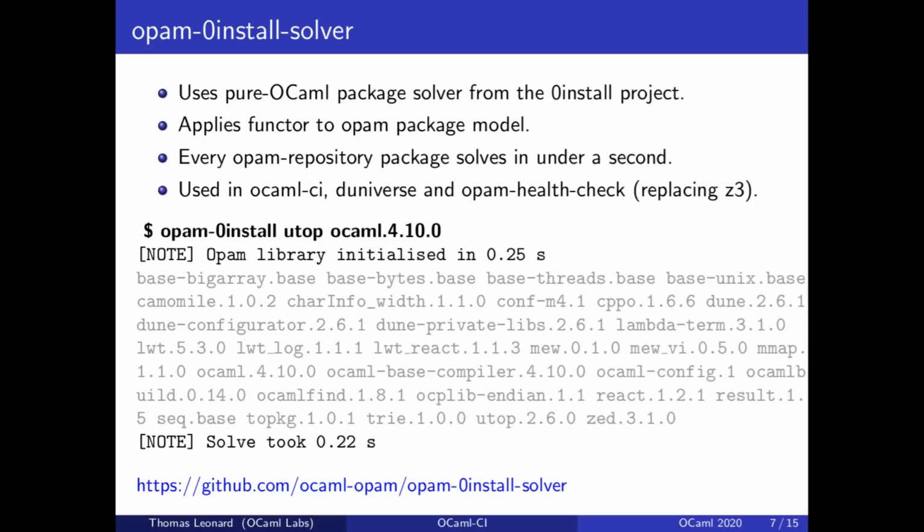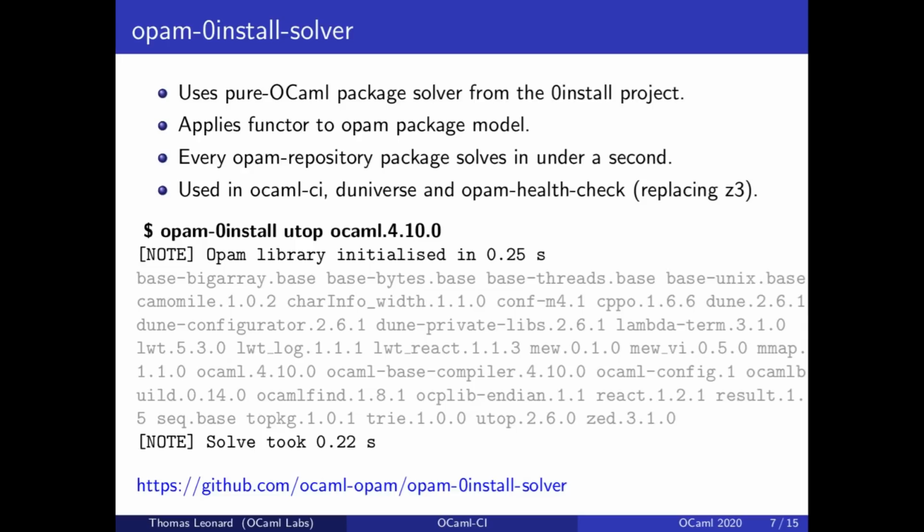And we've been using it for a few months now. It's pretty well tested. We're using it in OCaml-CI. We're using it in the Duniverse tool, which is a really useful little tool for pulling in all the dependencies of your project into your source directory so that you can do a Dune build across the whole thing all in one go. And we're also using it in OPam Health Check, which is a bulk build that we do every few days, testing every package in the OPam repository. And that was previously using the Z3 solver, but using this solver it was actually faster.